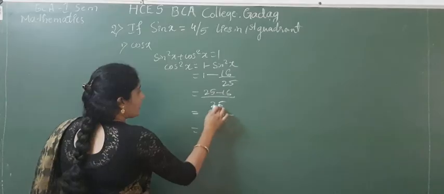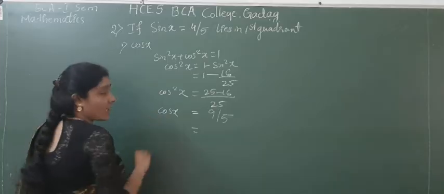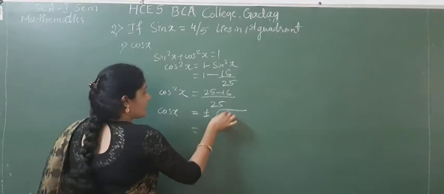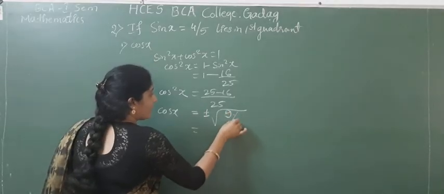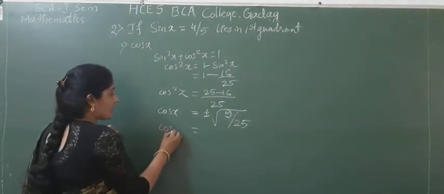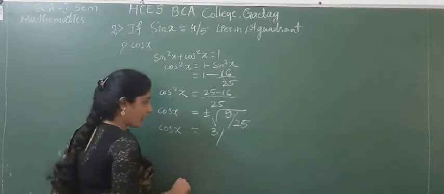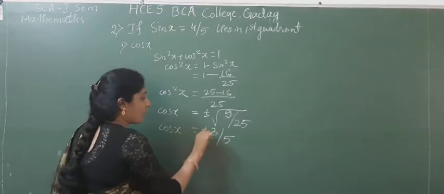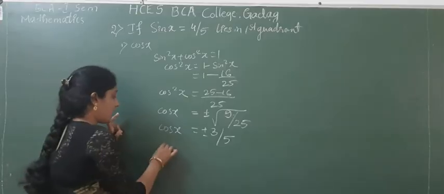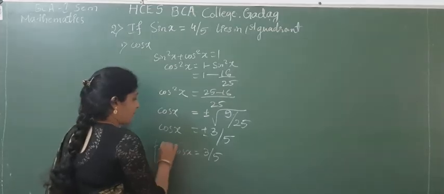Okay, so this is what? Till here it is cos square x. Now, what is cos x? Cos x is nothing but plus or minus under root 9 divided by 25. Now, what is cos x? Square root of 9 is 3 and square root of 25 is 5. Now, whether it is positive or negative, as it lies in the first quadrant, it has to be positive. Therefore, cos x is equal to 3 by 5.